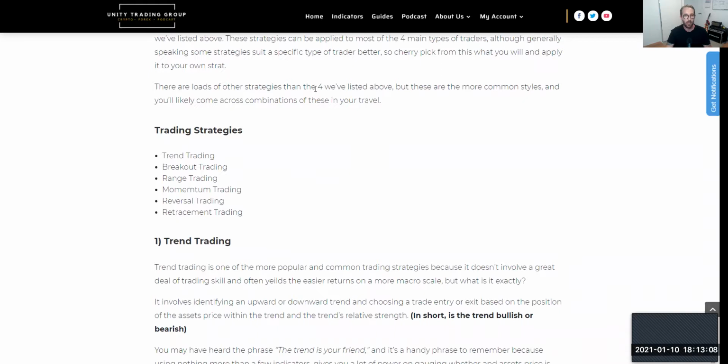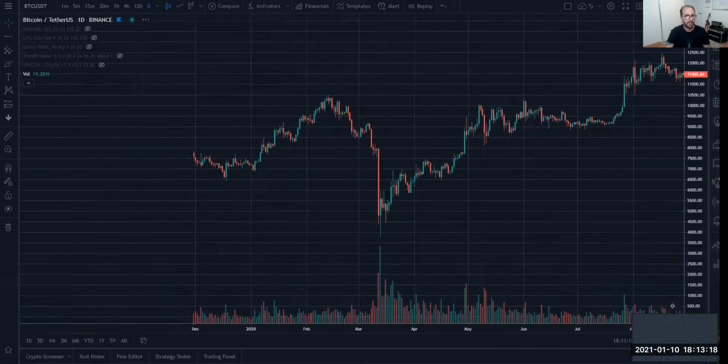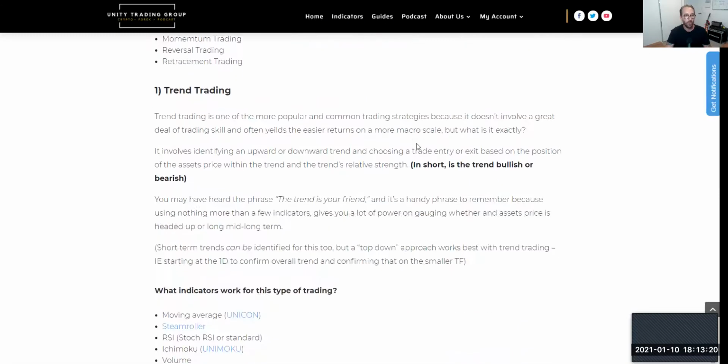Trading strategies that will apply to each of these trader types: trend trading, breakout trading, range, momentum, reversal, and retracement trading. We're going to be looking at BTC as an example for this. But what you may like to do is, again, cherry pick what would work best from these strategies, apply it to what you believe may work for you as a trader type, and build upon it from there. You must have a strategy. You must have a plan in place before you trade in order to maximize any sorts of potential profits.